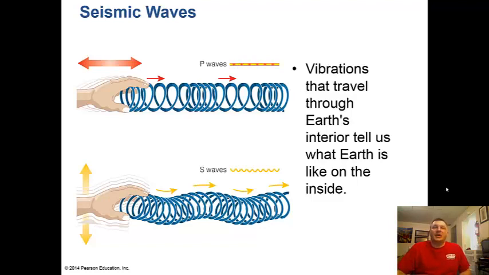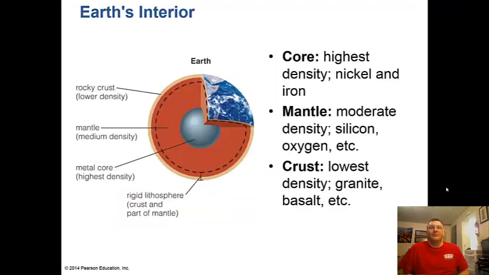Let's look at seismic waves, because seismic waves tell us a lot about the interior of a planetary body. The vibrations that travel through the Earth's interior tell us what the Earth is like on the inside. And so we have several sections of the Earth's interior. The core is the highest density, it's in the middle, it's nickel and iron. The mantle is most of the inside of the Earth, it's moderate density, silicon and oxygen, the building blocks of rocks. And then the crust, the skin of the Earth, is the lowest density, made of granite and basalt.